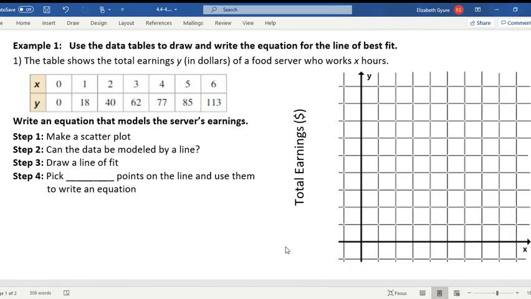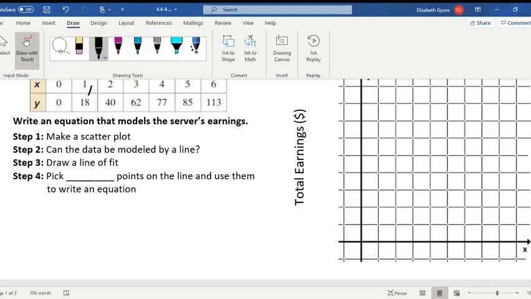So the first situation we're looking at says the table shows the total earnings, Y, in dollars, of a food server who works X hours. So what this table shows is at 0 hours, she makes $0, right? At 1 hour, they make $18. At 2, 40. At 3, 62. At 4, 77. At 5, 85. And at 6, 113. Now, this is not going to be a nice straight line when we graph it.